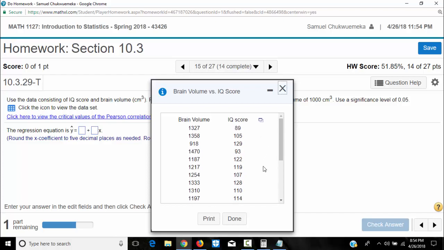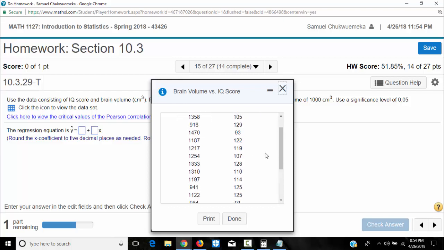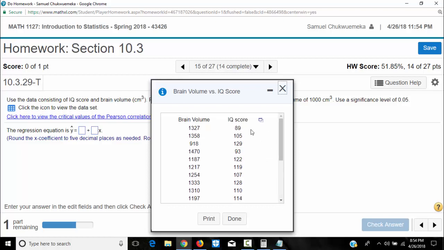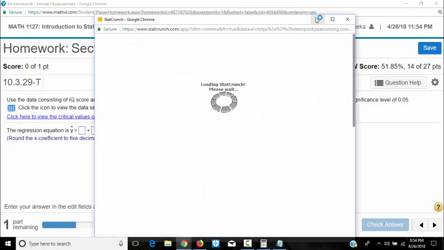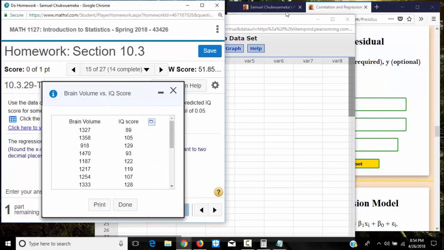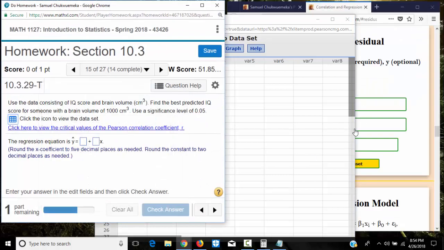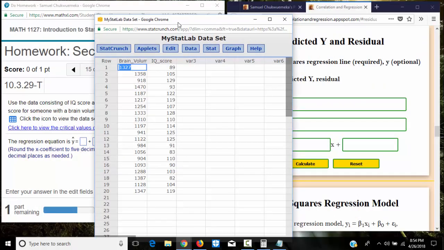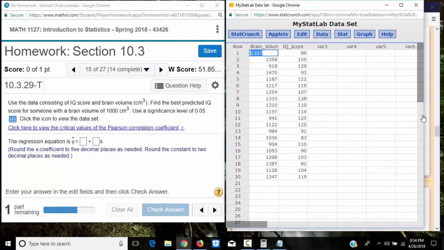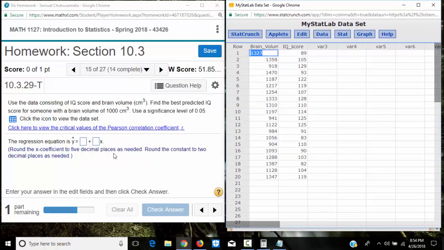I know I said my calculator, but I guess we'll use Statcrunch in this case because it's too much to type with my calculator. So let's use Statcrunch. Okay, I'm going to open this in Statcrunch. And let me put this in the same window. All right.